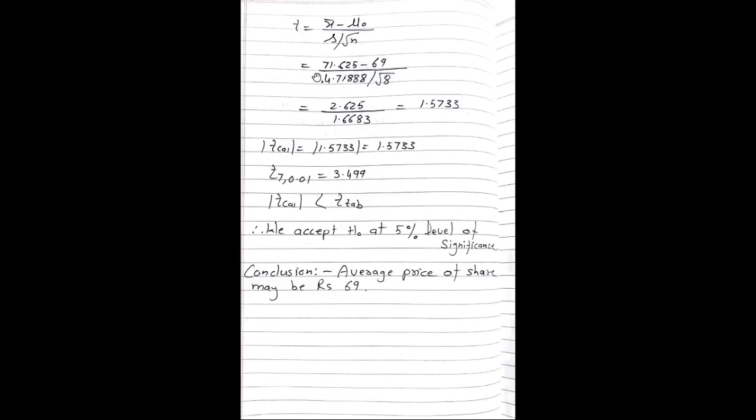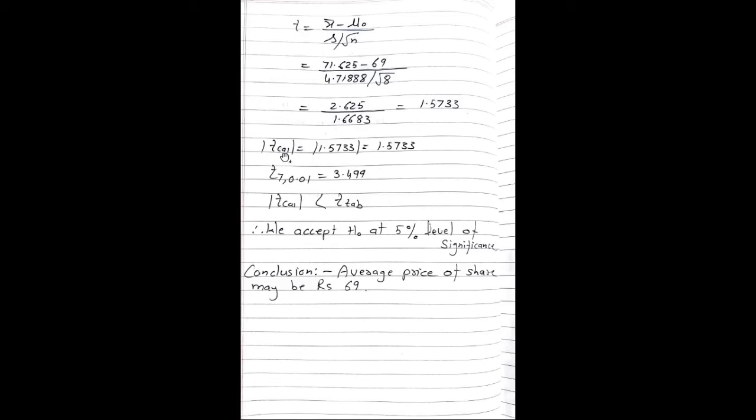So we will calculate the value of t as x bar minus mu naught upon s upon root n, which is equal to 71.625 minus 69 divided by 4.71888 divided by square root of 8, which is equal to 2.625 upon 1.6683. So the final answer comes out to be 1.5733.